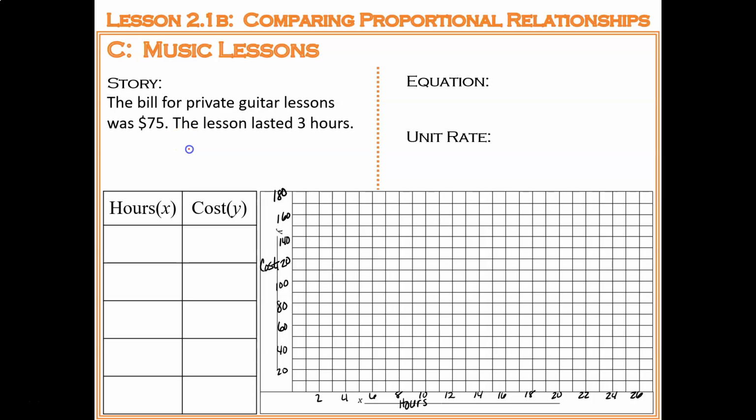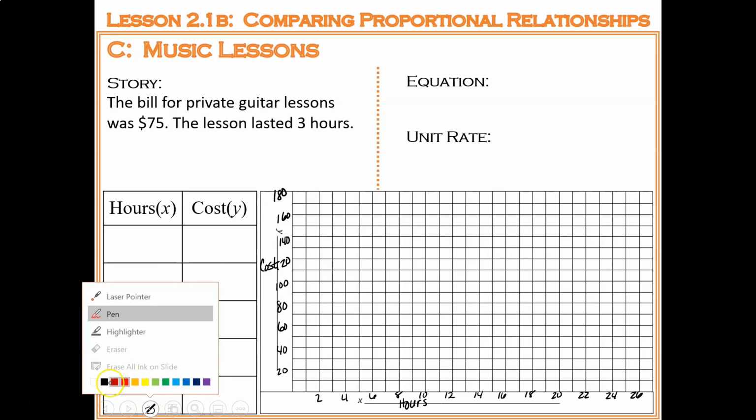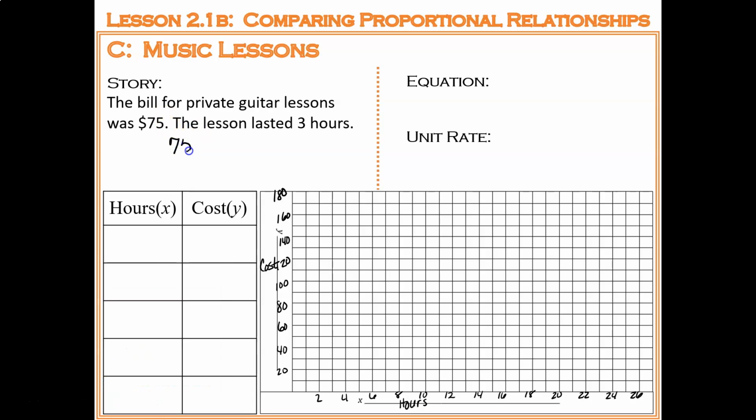So we're going to take the total, $75, and we're going to divide it by 3, which gives us $25 per hour. So our unit rate is $25 per hour. And your equation will be y equals 25x. So again, that 25 is your unit rate.